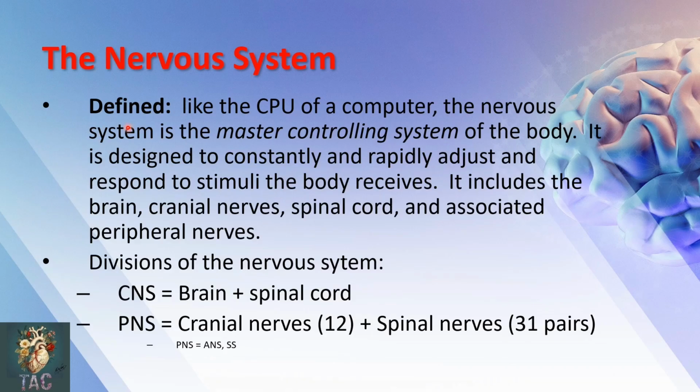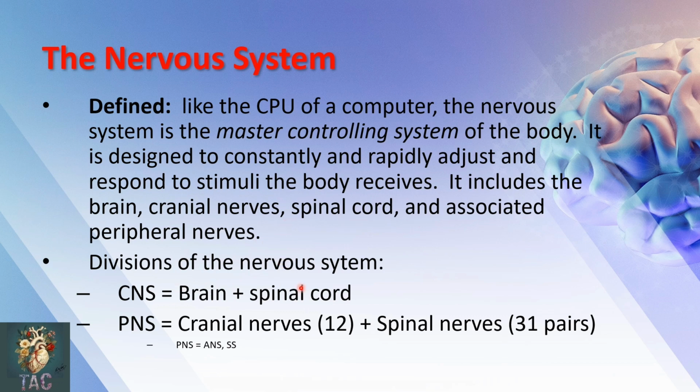So what is the nervous system? It is defined as the CPU of the computer. The nervous system is the master controlling system of the body. It is designed to constantly and rapidly adjust and respond to the stimuli the body receives. It includes the brain, cranial nerves, spinal cord and associated peripheral nerves.